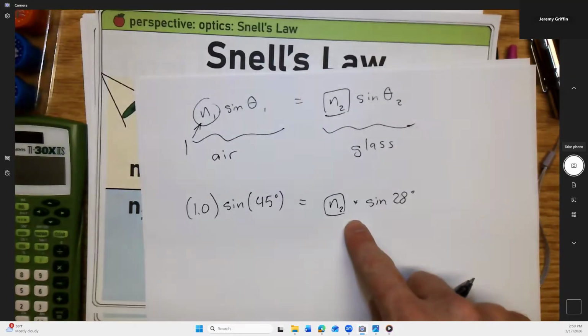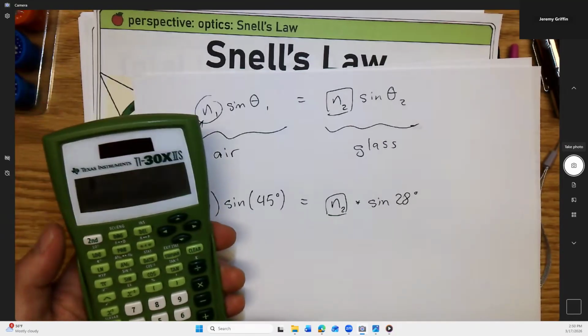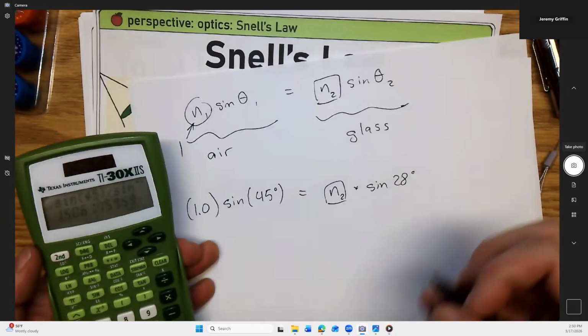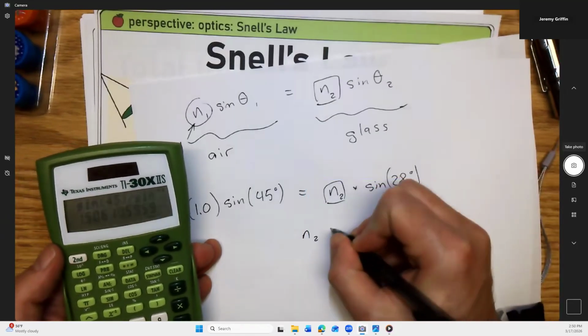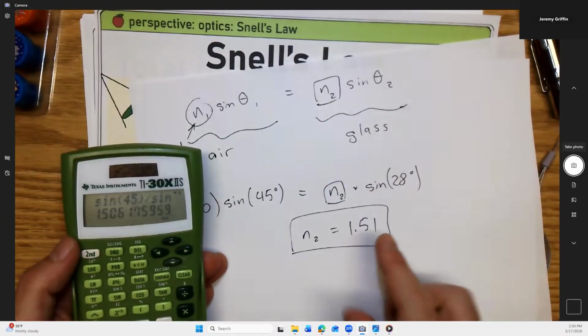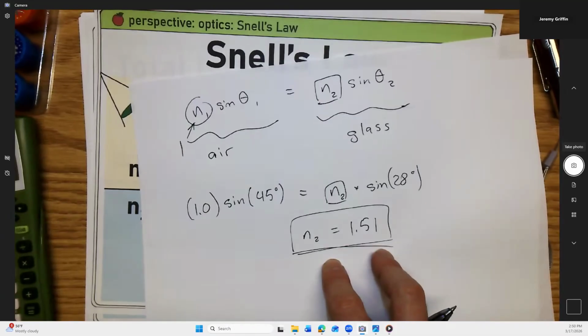Do you know how to solve for n2? I think it's very simply divide over. So it is sine 45 over sine 28. I'm looking at n2 is 1.51. So it's probably 1.50. That's probably what it really was. There's probably some manufacturer that manufactured that glass to have an index of refraction of 1.5.